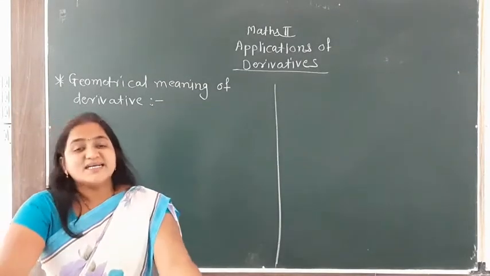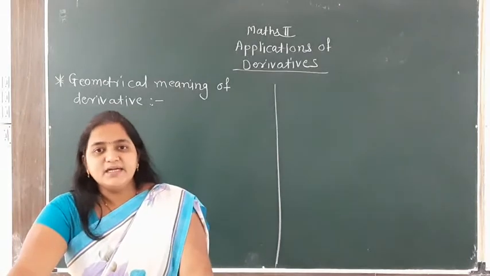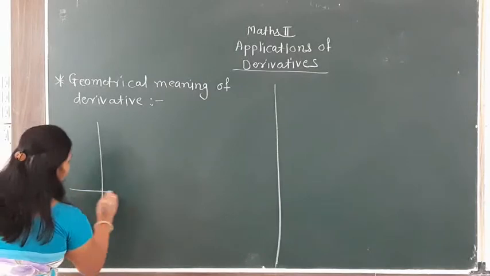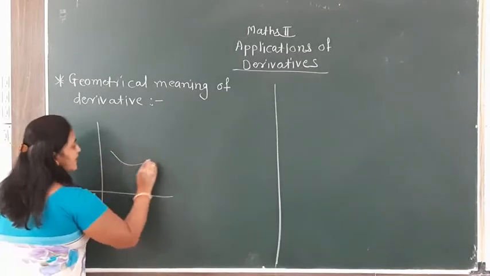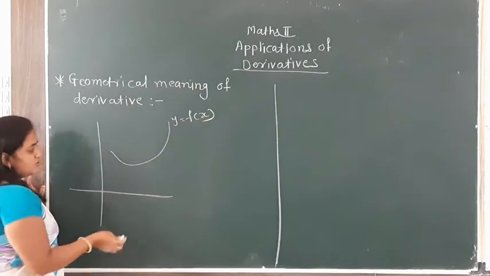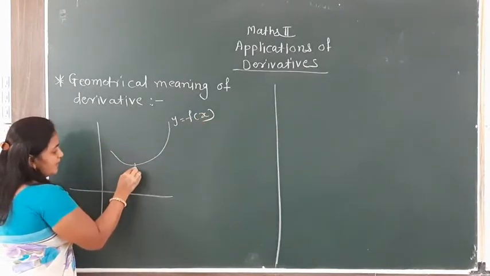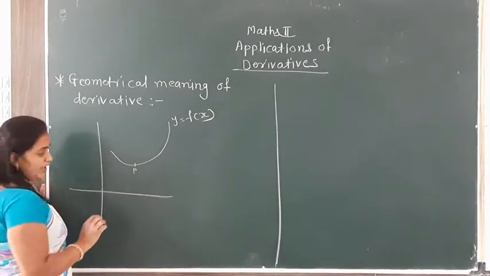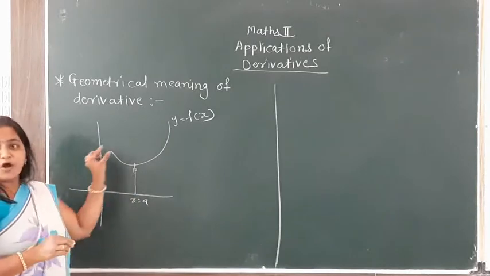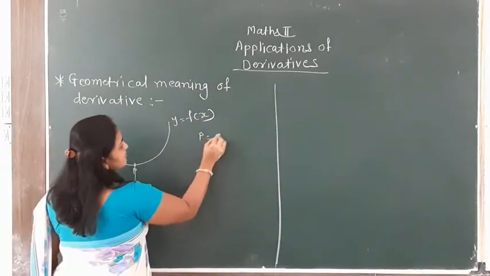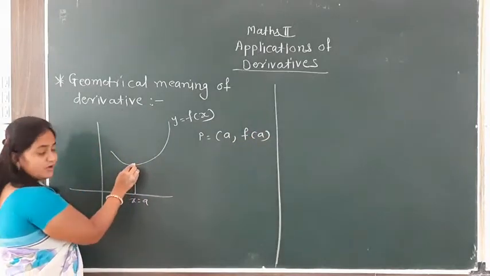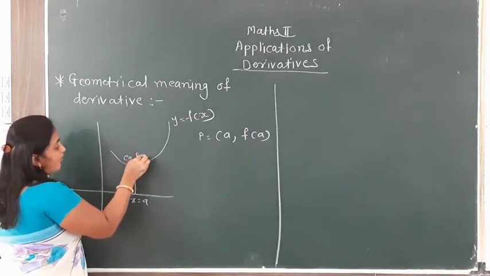Consider a point P on the curve y is equal to f of x. Suppose one point P is at x is equal to a. So the coordinate of P is a comma f of a.